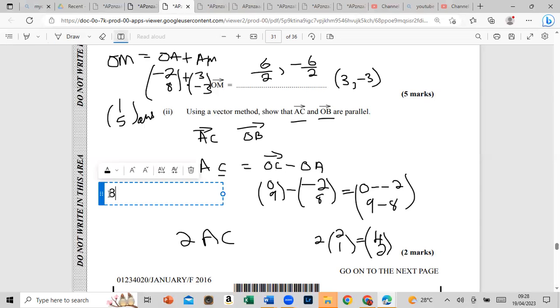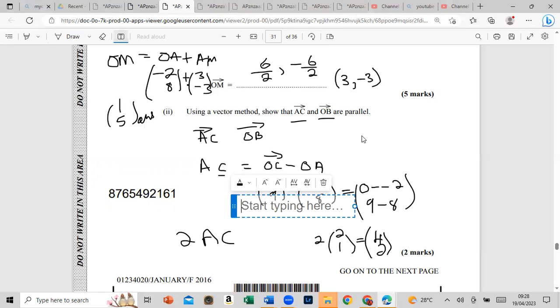I hope you guys understand what they mean by parallel, right? So in the same direction. So if AC is a scalar multiple of OB, then the two vectors AC and OB are parallel. So if you can multiply one to give you the next, then it means they are parallel.